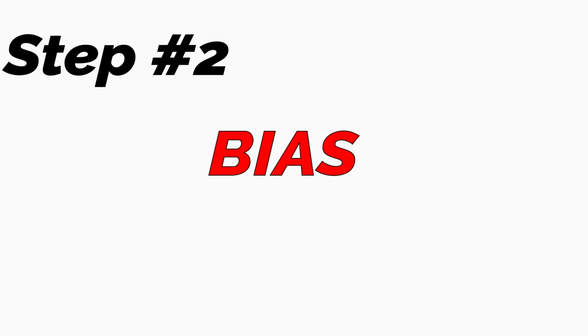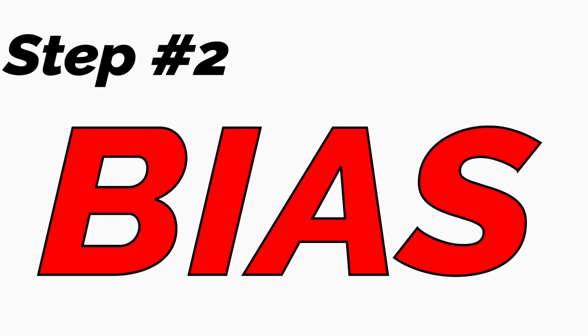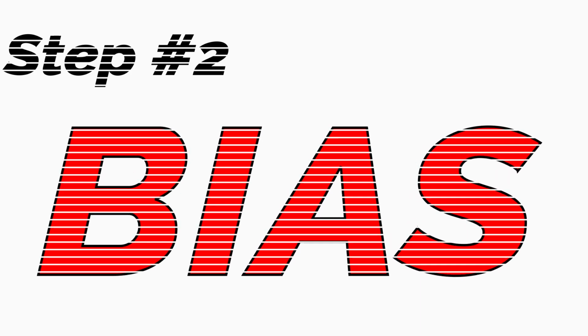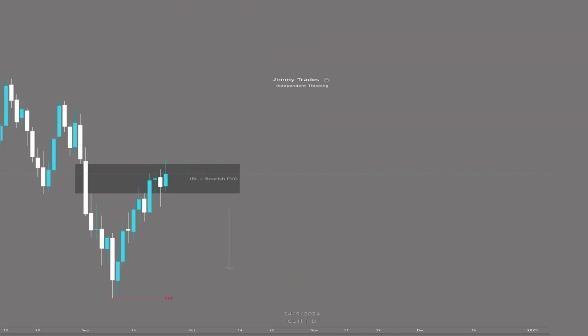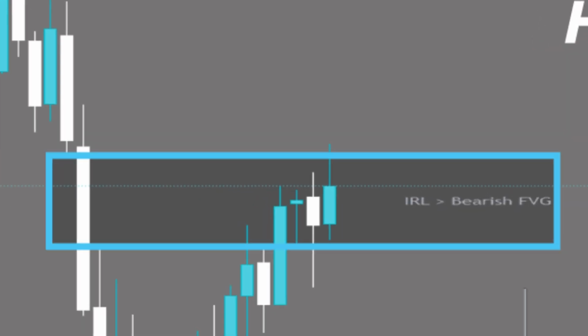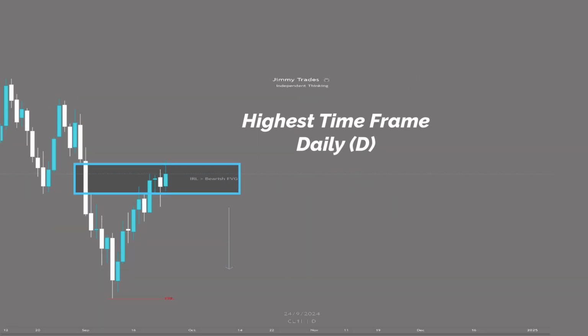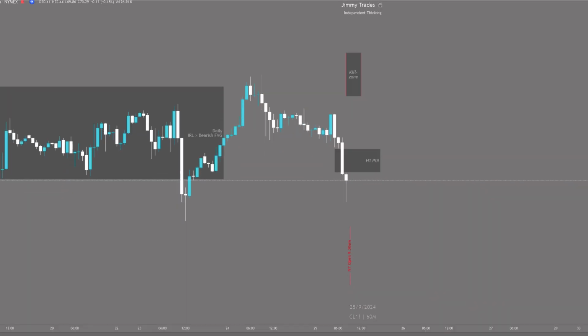Next up, we're going to obtain our bias. Once we've set the stage with time, the next step is obtaining our bias. For me, bias is determined on the highest time frame, in this case the daily chart. I use the IRL to ERL concept to help frame my bias. Essentially, this process helps me decide whether I'm looking to go long or short. With our bias established, we can then move down to the hourly chart to refine our focus.